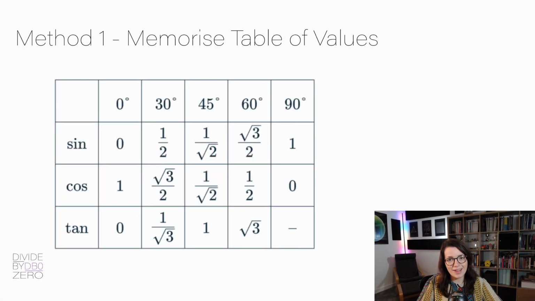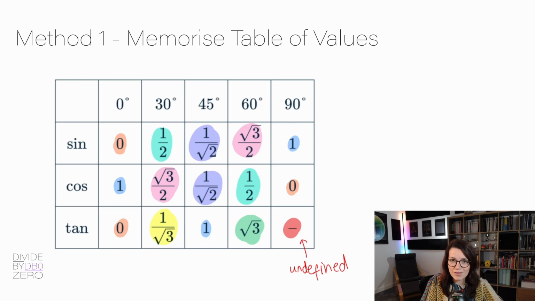Let's start with method 1, which is just memorizing the table of values. This method works well for visual learners or for people who don't mind trying to learn things by writing them down, covering them up, and then trying to recreate them. There are a few things to notice here which might help you to memorize the values.